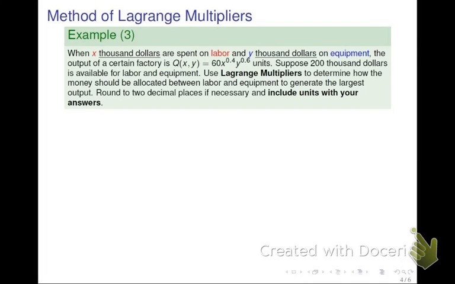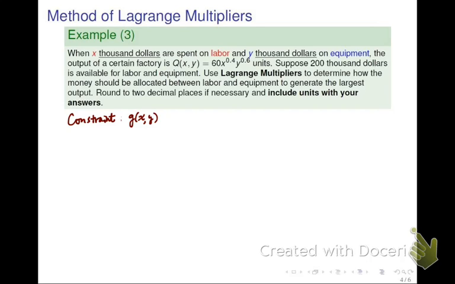For number 3, we're going to use the method of Lagrange multipliers to solve an optimization problem. So first thing you need to do is figure out what is the constraint function and what is the objective function. Upon reading the problem, we can see that we can only spend $200,000 on labor and equipment.